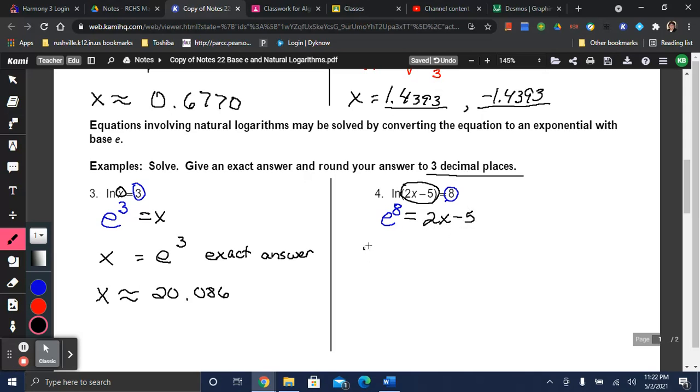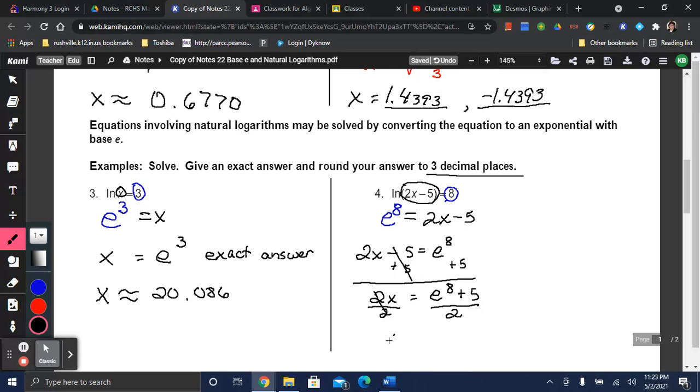Now I'm going to turn that around. 2x minus 5 equals e to the 8th. We would solve this by adding 5. Now, because I'm not going to have you do the decimal just yet, we're going to cancel this out here. 2x is going to equal, and we're just going to write down what we're doing, e to the 8th, and we're adding 5. And then to continue on, we'll have to divide by 2 on both sides.